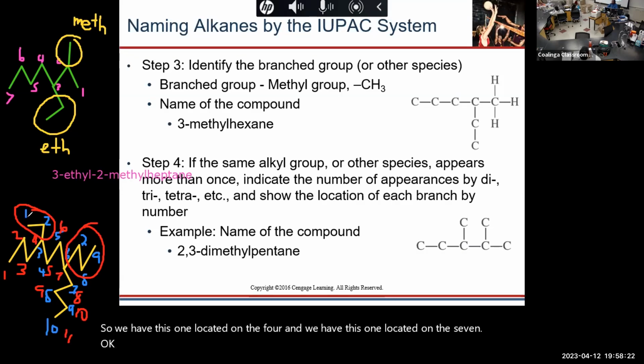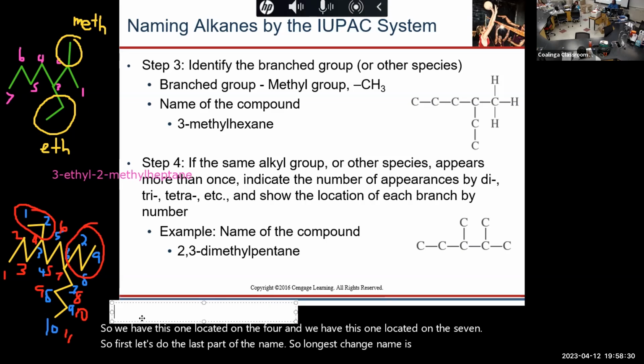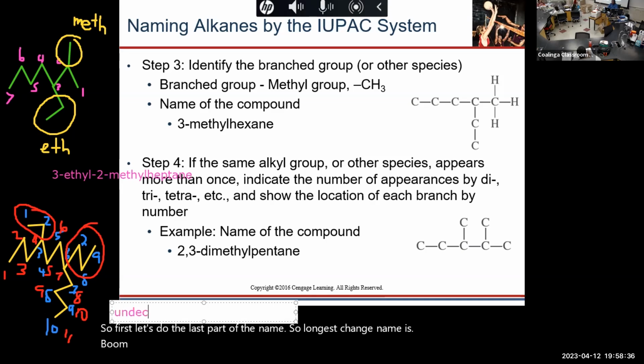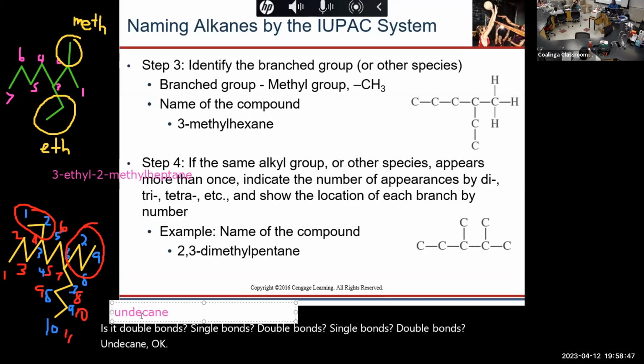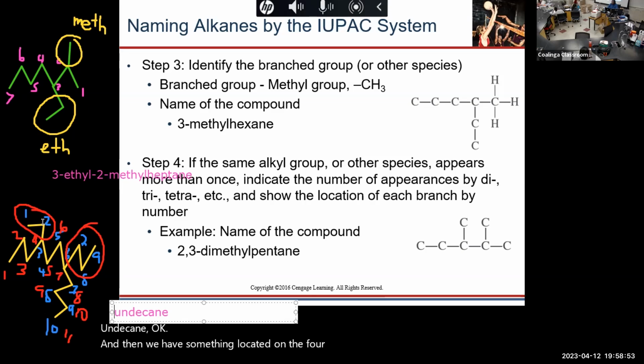So first, let's do the last part of it, the name. The longest chain's name is dec. Is it double bonds, single bonds, triple bonds? Decane, okay. And then we have something located on the 4. It has 2 carbons. And then ethyl. So we put 4 ethyl.